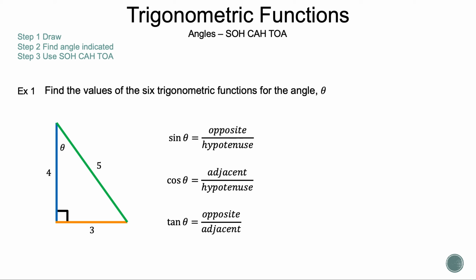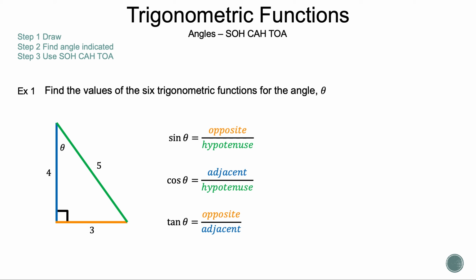Now, let's take a look at the triangle. We have a right triangle, where 3 and 4 are the legs, and 5 is the hypotenuse. Now, let's use theta to orientate ourselves. So which one is the opposite leg, the adjacent leg, and the hypotenuse? Well, that all depends on where theta is.